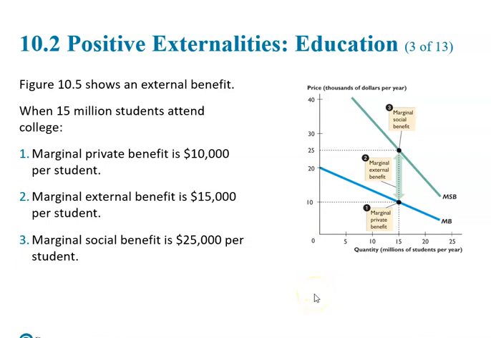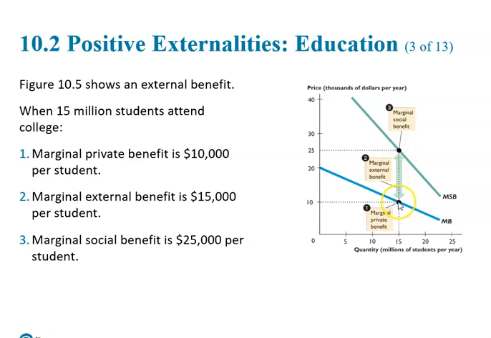So this figure shows the existence of an external benefit in the case of education. So the marginal private benefit when 15 million students are getting education is 10,000 per student, as shown by this graph of marginal private benefit. But if you add on the marginal external benefit, let's suppose that marginal external benefit is 15,000 per student. That is the positive externality generated by every student who is actually getting an education.